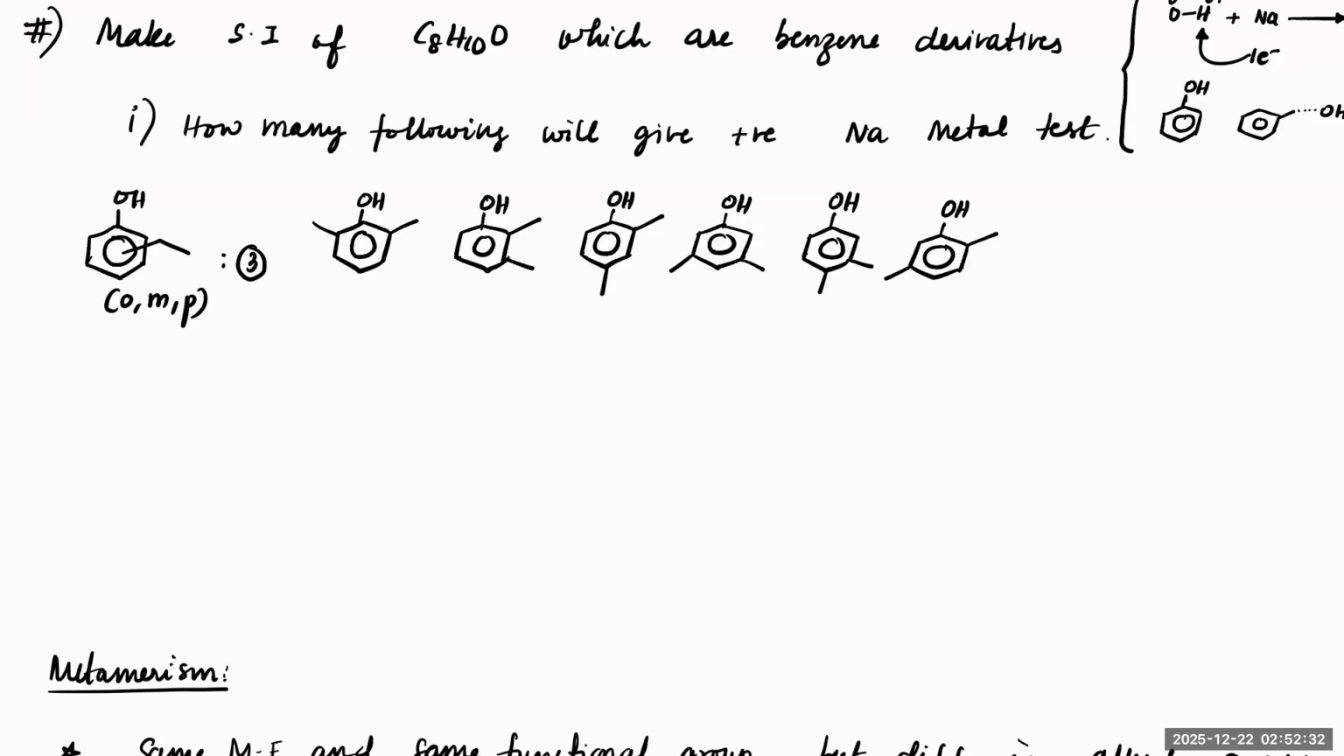Correct? So how many such possibilities are we getting? Six such possibilities. Six different positional isomers. You can see these are all positional isomers.